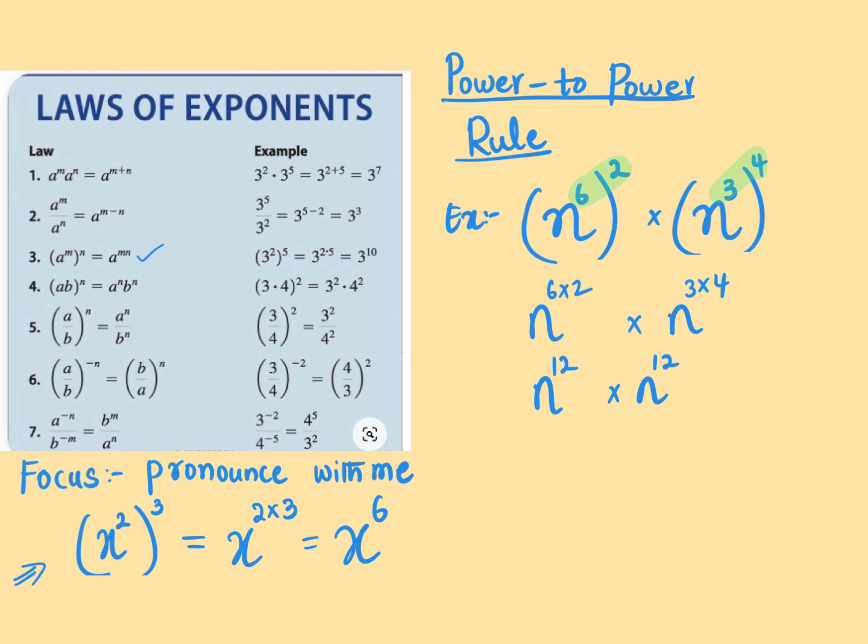Now, when you have the same bases, and the operation between them is multiplication, we need to add the powers. So 12 plus 12, you end up with n to the power of 24. So this is a combination problem. Initially we had a power to power, so we removed the brackets, and then we realized that the bases are the same, so the powers must be added, and this is our final answer.